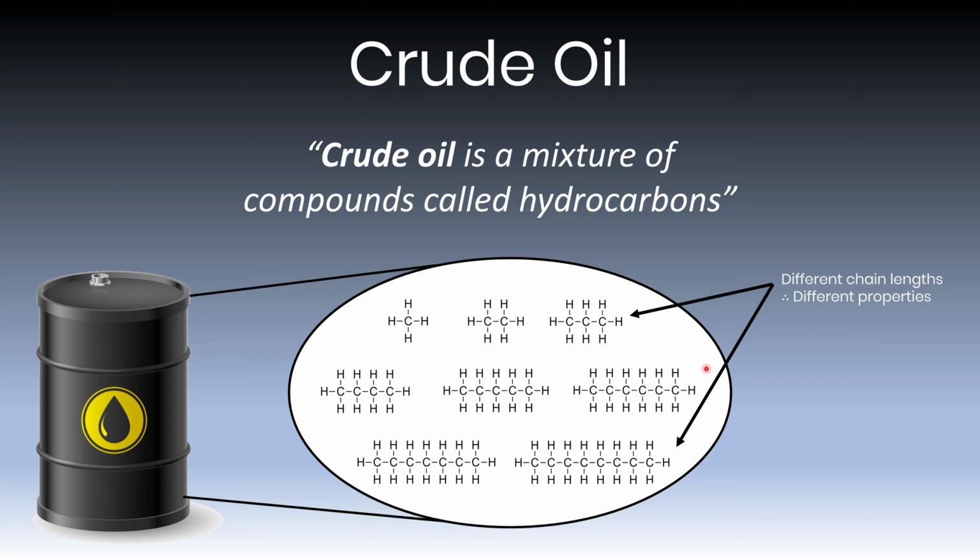We'll have some that are very flammable and others that are not so flammable. And we'll have some that have really high viscosities and some that have really low viscosities. So we've got all of these different properties kind of merged into one when we've just got the bulk crude oil in front of us. However, each of these different hydrocarbons within crude oil can be used for fuel.